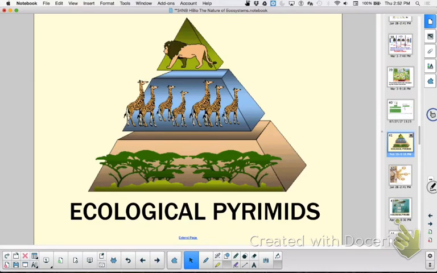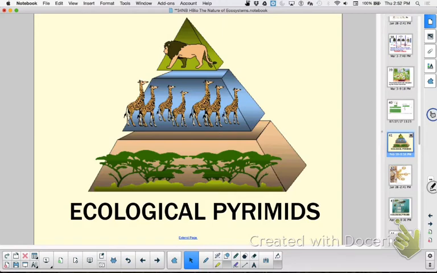Okay, keep going. Let's finish. Okay, ecological pyramids. All you do is put all your producers at the bottom of the pyramid. Yes. Then who goes next? The herbivores, primary consumers. Who goes next? Secondary consumers.